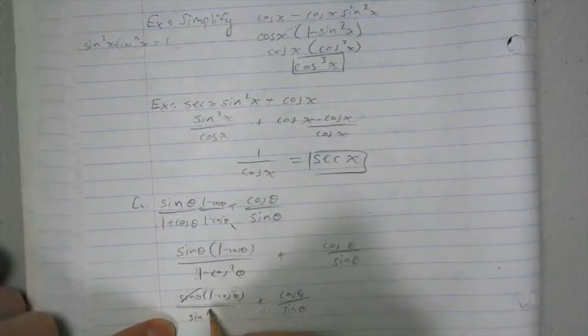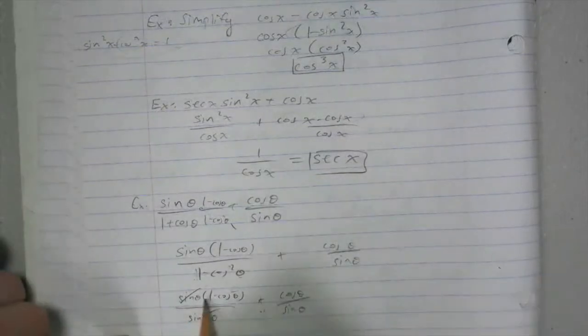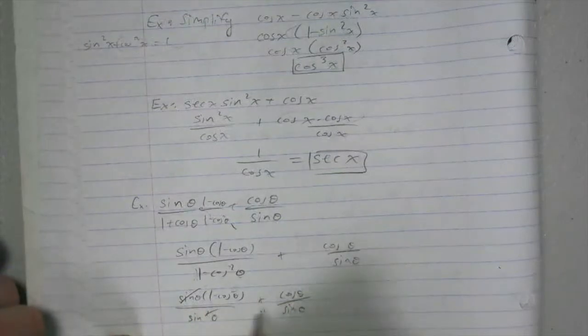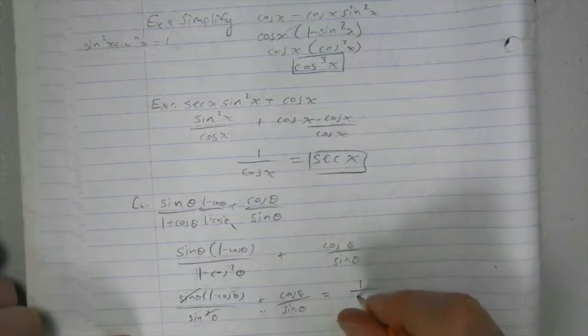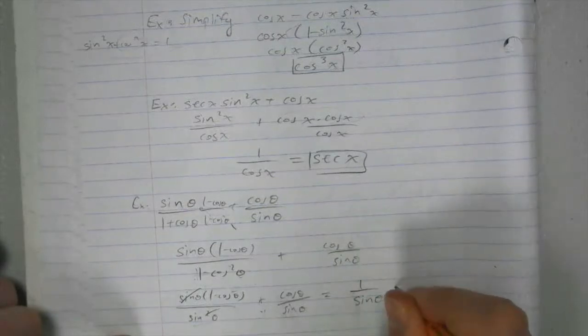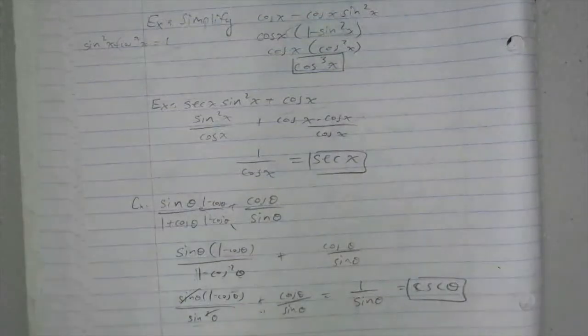So those cancel out, one factor of sine. Then in the numerator, we're left with 1 minus cosine theta over sine theta plus cosine theta over sine theta. We have a common denominator now. So we have 1 minus cosine theta plus cosine theta. The cosine thetas go away. So in the numerator, we're just left with 1. Denominator, we have sine theta. So that is then cosecant of theta.